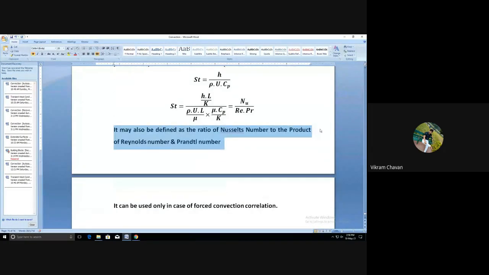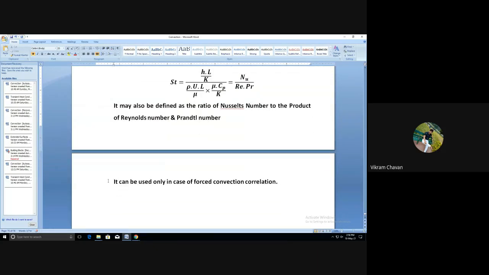Here we know that Reynolds number we get if the fluid is flowing. In forced convection, we are providing an external agency to blow the air over the surface. So the Stanton number we need to use only in the case of a forced convection. It can be used only in case of a forced convection correlation.